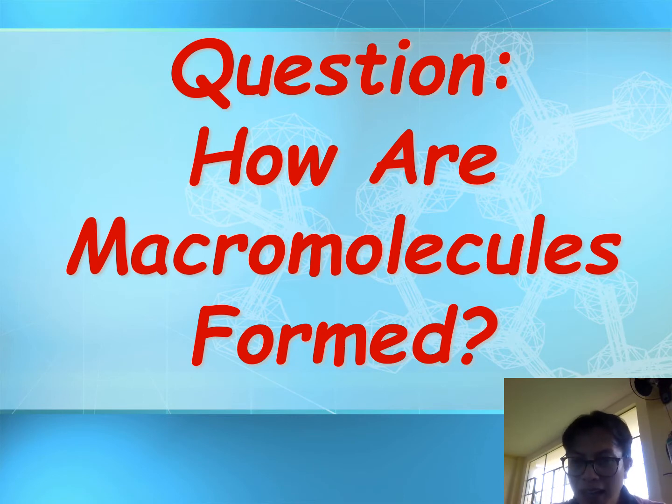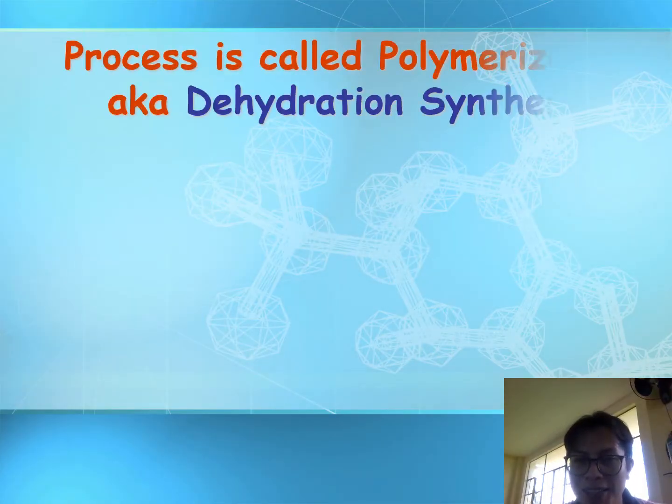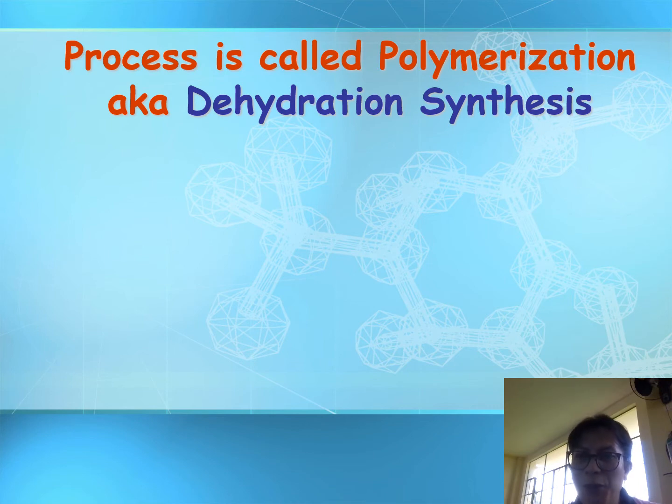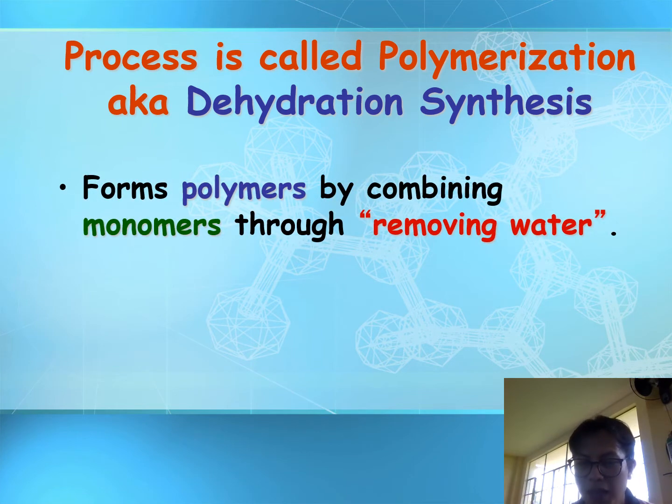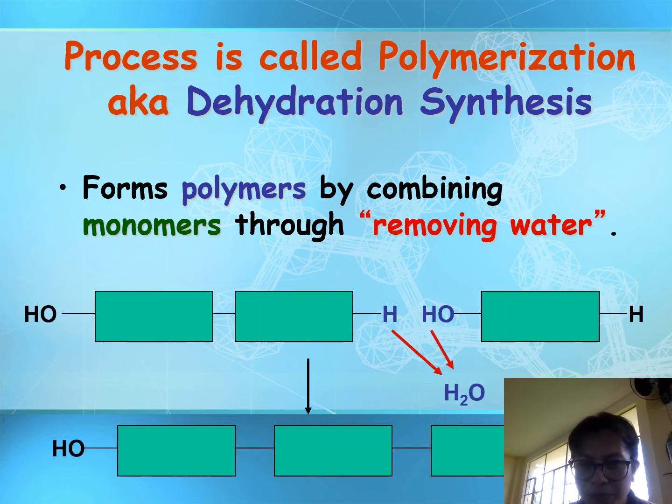Question: how are macromolecules formed? This is a very important question that I want you to answer. We have the so-called polymerization, also known as dehydration synthesis. What happens in this process? They form polymers by combining monomers through removing water. Look at the illustration below.